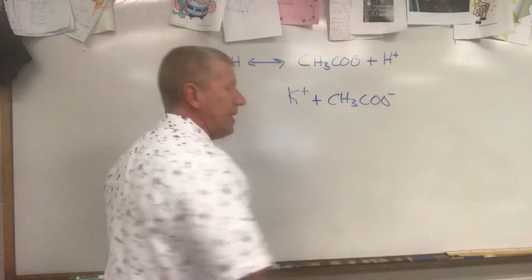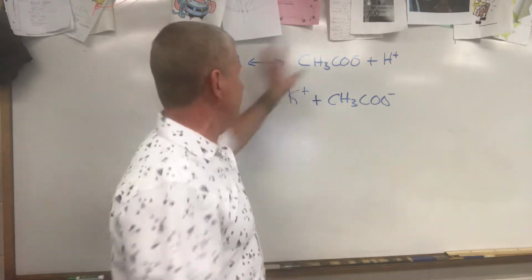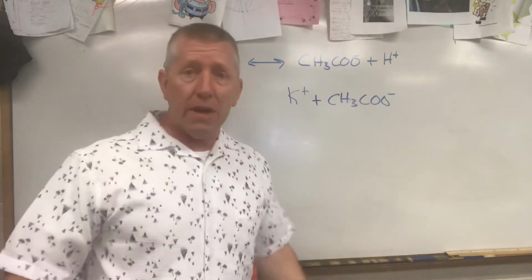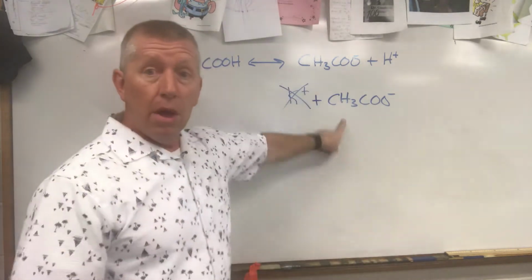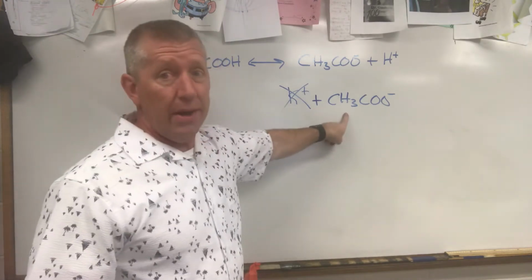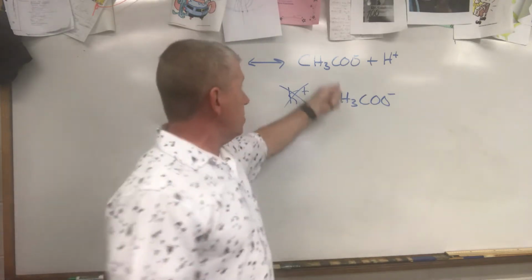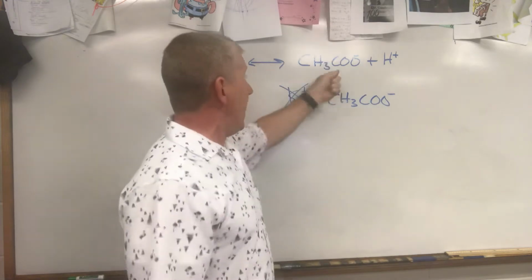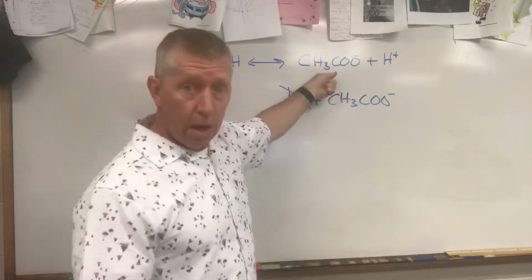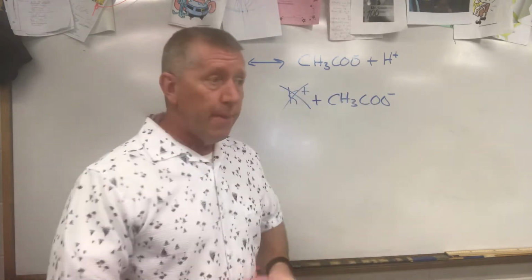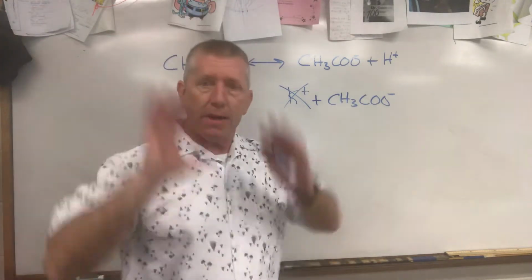Now, when I do this, the potassium has no effect on this up here. It's not in the equation, so it's not going to do anything. We don't care what it is. But the acetate ion matters. What you just did by adding this salt with the acetate ion to this reaction, which already had an acetate ion in it, is called the common ion effect. This is actually leading us into buffers, which we'll be talking about in the next class.